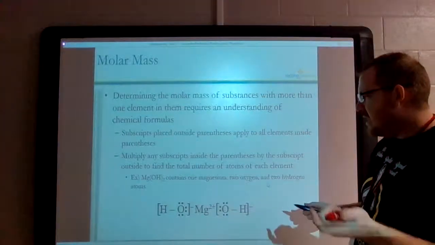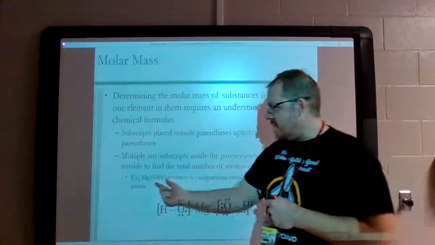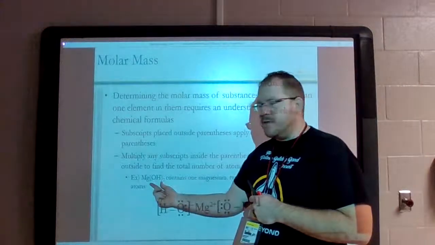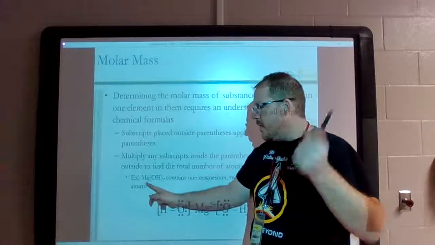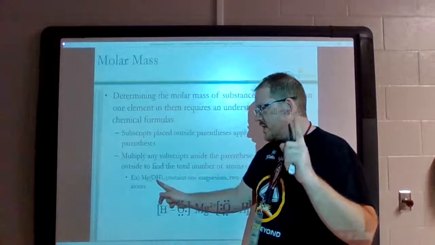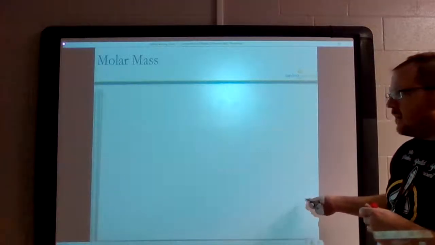So they did another example, Mg(OH)2. They have the parentheses around the O and the H, and then a 2 outside of that. So I have 1 magnesium, 2 oxygens, and 2 hydrogens. And I need to add all of those together to get the weight of that molecule.